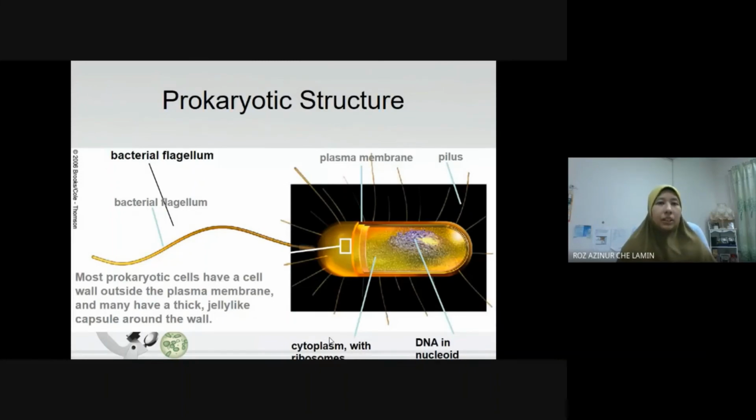Okay, this is the structure of the prokaryotic cell. It has a membrane, and it has a cytoplasm with ribosomes and also DNA, openly, which is not enclosed with a membrane. It may also have pili and also flagella.